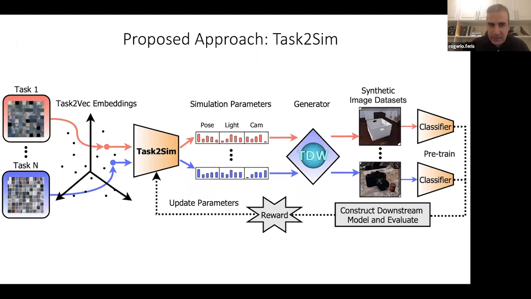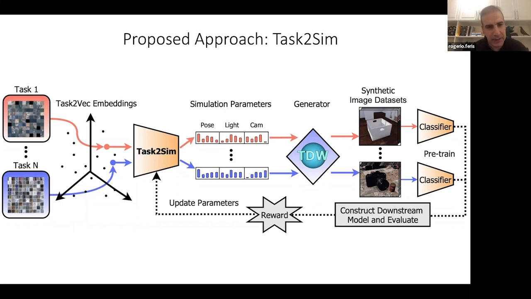So motivated by this observation, we proposed an approach called task to scene, where the idea is to have a unified model that maps task representations to simulation parameters. And these simulation parameters can then be used to generate pre-trained data sets for these tasks. So that's the key idea. This is similar in some sense to both block drop and other share, but here instead of dropping layers, we are actually selecting which simulation parameter we should use for each task to generate pre-trained data sets.